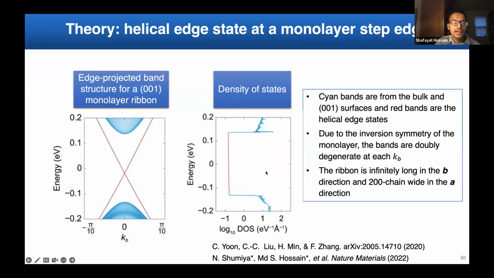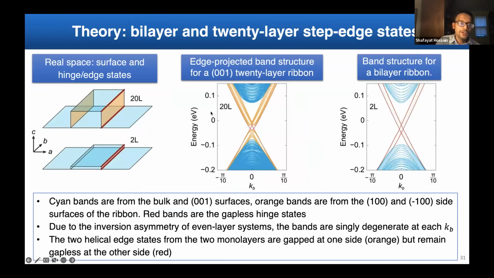All right. And also Fan's group did some calculation for the higher order topological insulator cases for 2-layer or 20-layer samples. There are, of course, the helical hinge modes, the red ones, and also there are the side surface states. All right.